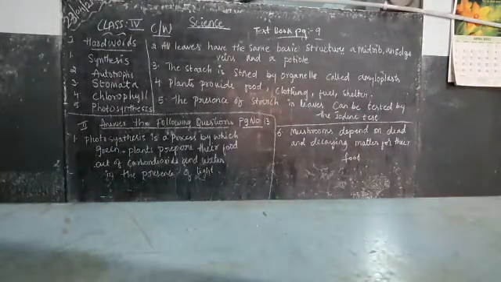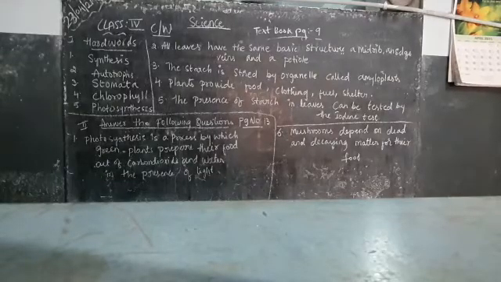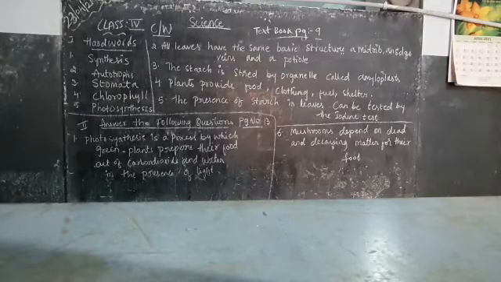First one, photosynthesis is a process by which green plants prepare their food out of carbon dioxide and water in the presence of light. First answer completed. Second one, all leaves have the same basic structure: a midrib, an edge, veins and a petiole. Second answer is completed. Third question is, where do plants store the excess starch? So the answer is, the starch is stored by an organelle called amyloplast.